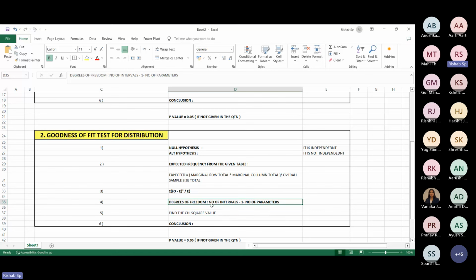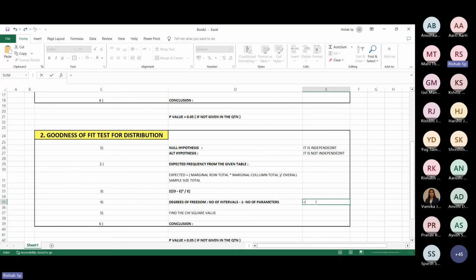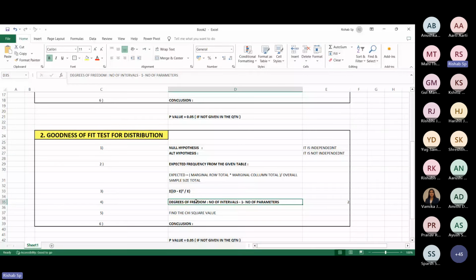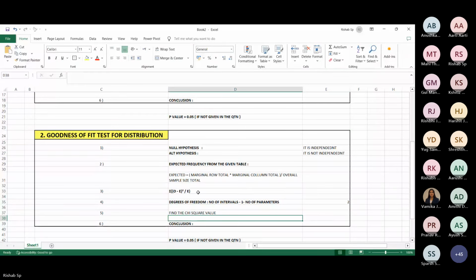Let's assume there are 5 intervals: 5 minus 1, minus the number of parameters to find whether the data is normally distributed, which is 2, mean and standard deviation. So the answer is 2, and the degrees of freedom is 2. Same step again: find the chi-square value using the degrees of freedom.